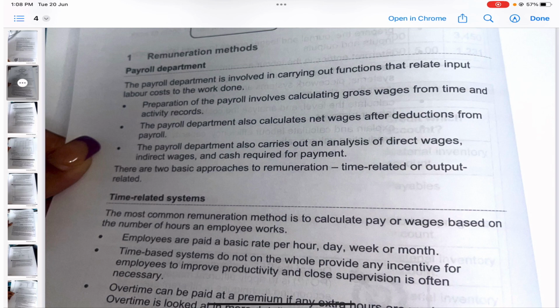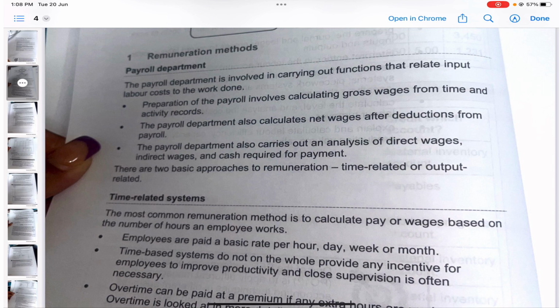The payroll department focuses on preparation of the payroll, right? The preparation of the payroll involves calculating gross wages from time to time. That is something which is carried out by our payroll department. The payroll department also calculates net wages. Now net wages is after deductions. There are certain sorts of deductions, and when you deduct those things, that is when you get your net wages, right?